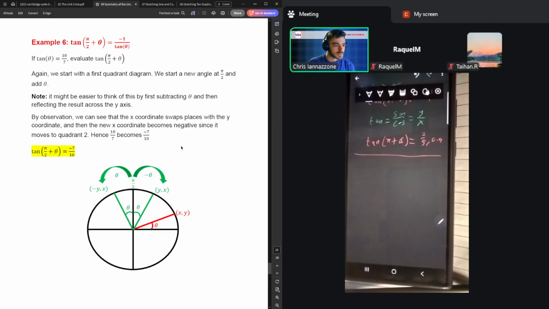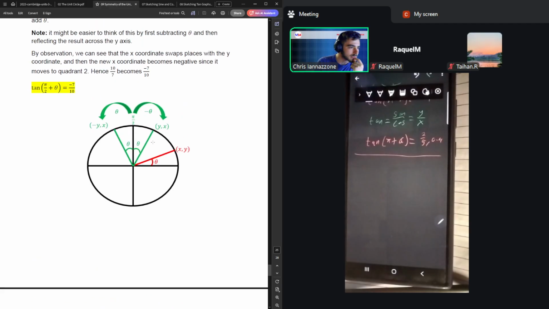Three pi over 2 is the same idea. I don't actually have it written here, but whether you have pi over 2 plus minus theta or 3 pi over 2 plus minus theta, it's the same idea, because once again you're on that quarter boundary. So pi over 2, 3 pi over 2, both of them have that flip idea, and then whether it's negative or positive, once again, is going to be determined by what quadrant you ended up in.